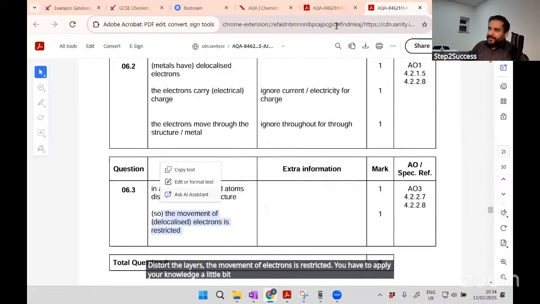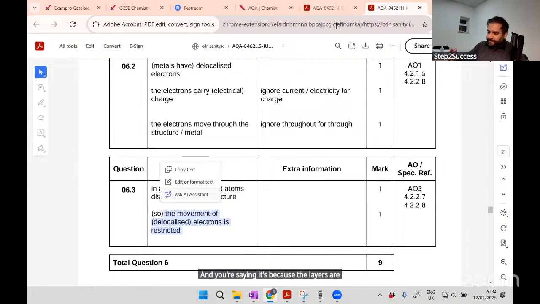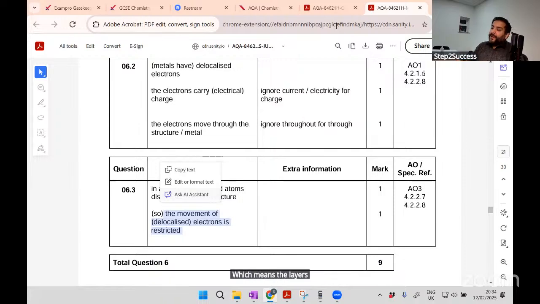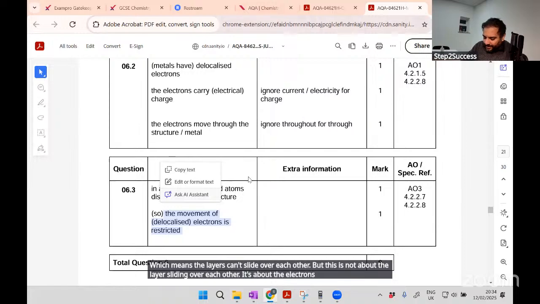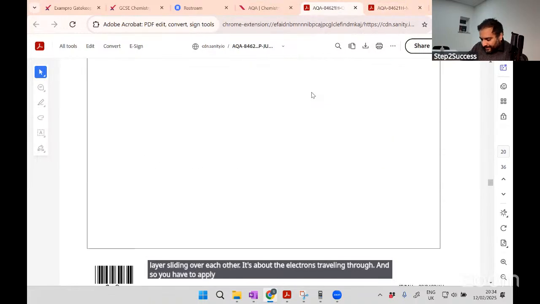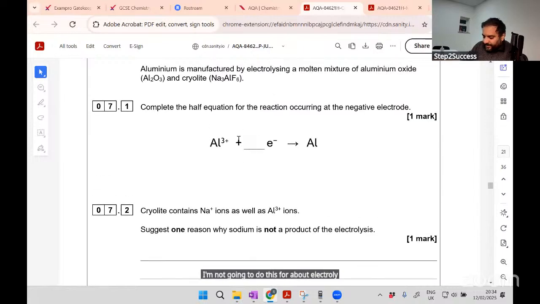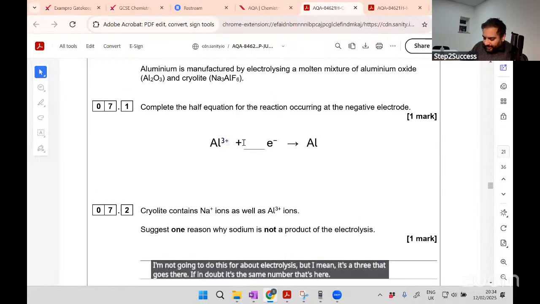Most alloy questions ask you why alloys are harder than pure metals, and you say it's because the layers are distorted because you mix in different sized atoms, which means the layers can't slide over each other. But this is not about the layers sliding over each other, it's about the electrons traveling through. And so you have to apply your knowledge to that situation. I'm not going to do this for about electrolysis, but I mean, it's a 3 that goes there. If in doubt, it's the same number that's here, 3.